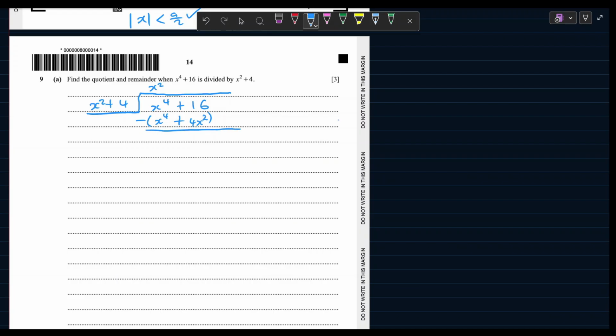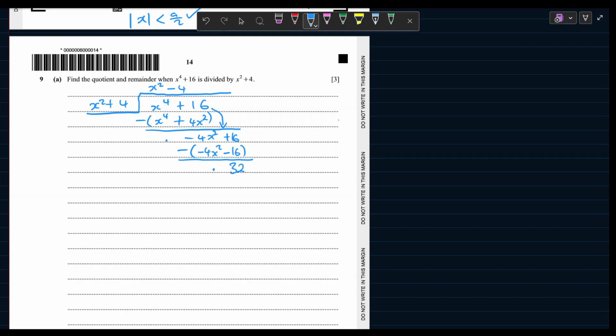Now let's subtract, so x to the 4 minus x to the 4 gives us a 0. Then we've got minus 4x squared. And then we can bring down the 16, so plus 16. And we can say x squared into negative 4x squared, that's going to give us a negative 4. Minus 4 times x squared, that's minus 4x squared, minus 4 times 4, that's minus 16. And we've got minus 4x squared minus minus 4x squared, which is 0. Then we've got 16 minus minus 16, so that's 16 plus 16, which is 32.